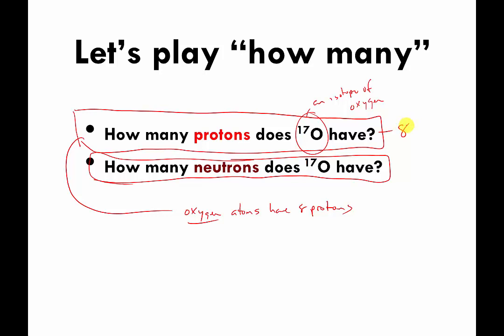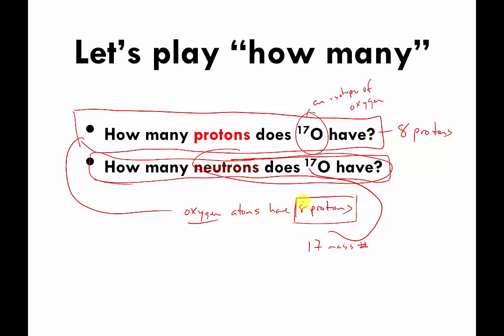We figured out that here it's got 8 protons. Second question is, how many neutrons does it have? Well, we know that this number, 17, is the mass number. And we know that part of the mass number is derived from the number of protons, and the rest of the mass number is derived from the number of neutrons. So if we want to figure out the neutrons, we basically say, look, this oxygen weighs about 17 amu. 8 of the weight comes from the protons, so the rest have to come from the neutrons. So the number of neutrons is going to be 17 minus 8, which is 9 neutrons. Hopefully I did that math correctly. Looks good. So the answer to the last question is 9 neutrons.